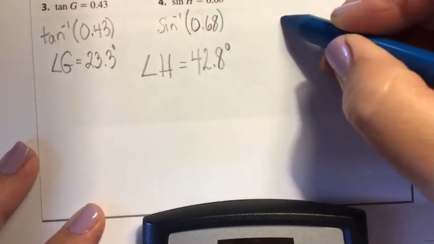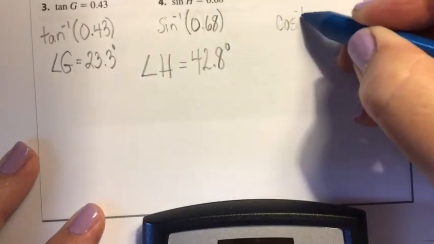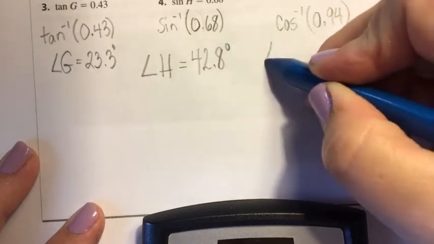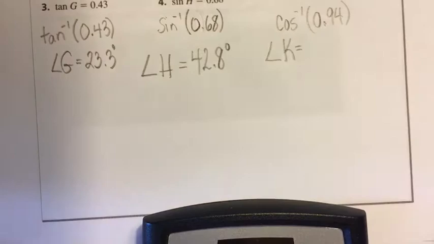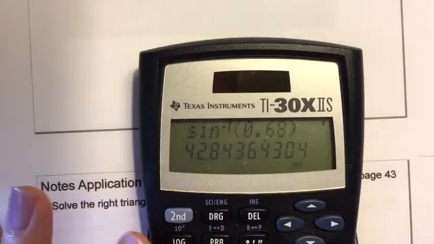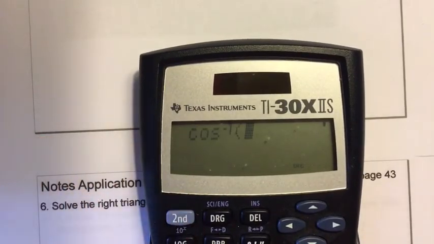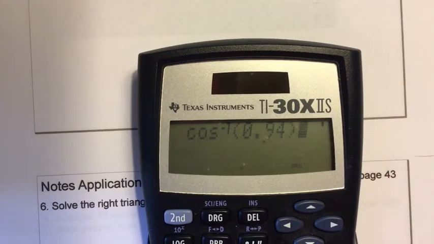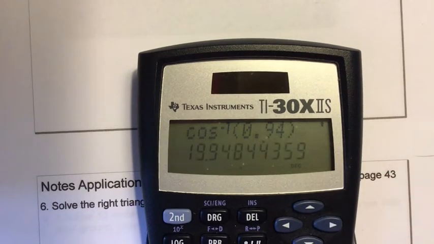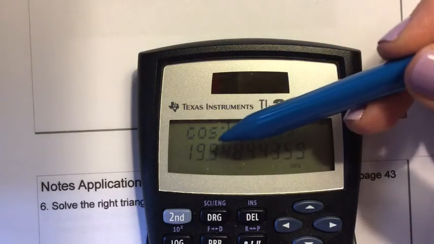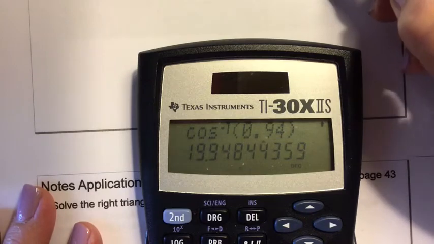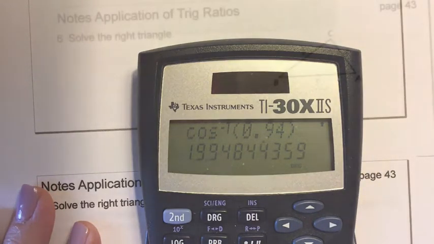To find angle K, I'm going to do inverse cosine of 0.94. Clear. Inverse cosine 0.94 is 19.94. The 4 tells me to leave the 9 alone, so 19.9 degrees.